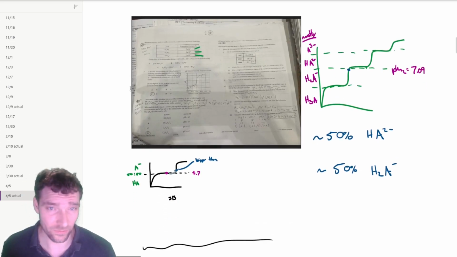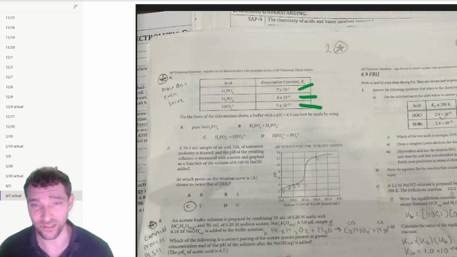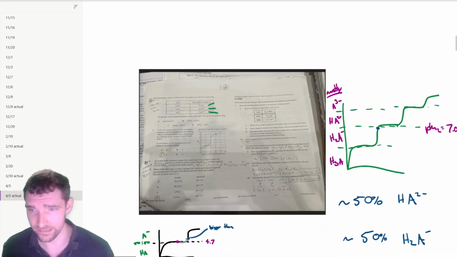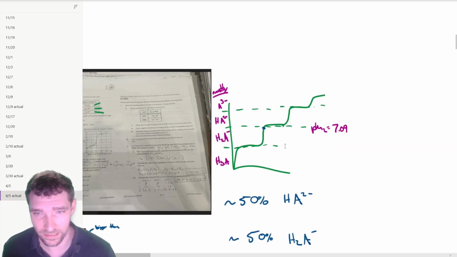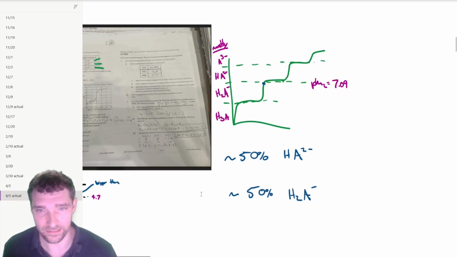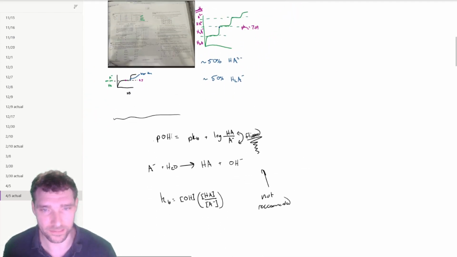I really like this question too, because this is getting at the only thing that you're really going to need to know for polyprotic acids: this idea of pKas, and the fact that you can have a pKa1 and pKa2, and that those are basically like what we did on the last one, the area where it's a 50-50 split between the acid or base that's involved there.